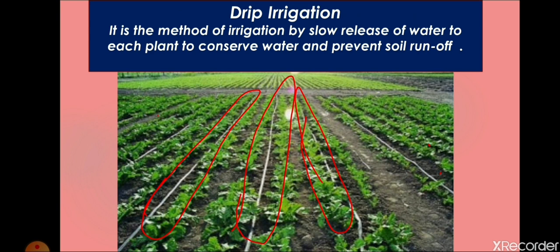It is the method of irrigation by slow release of water to each plant to conserve water and prevent soil runoff. If we decrease the speed of water flow, then it will not erode the soil of that place. So that is why drip irrigation is followed for irrigation purposes.